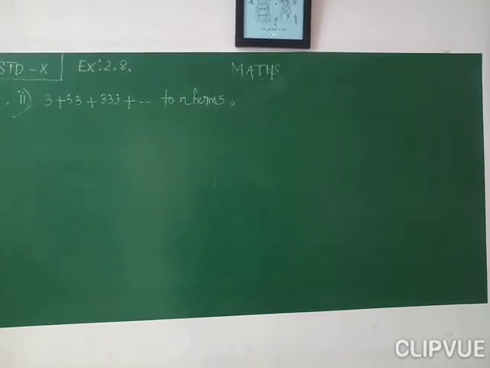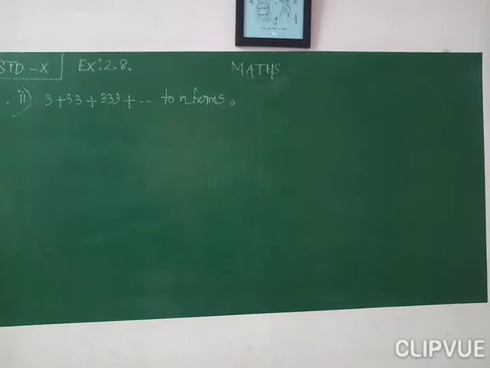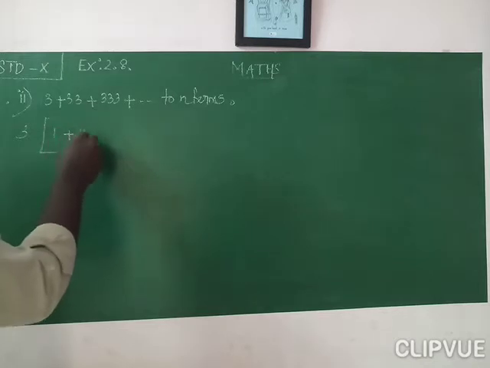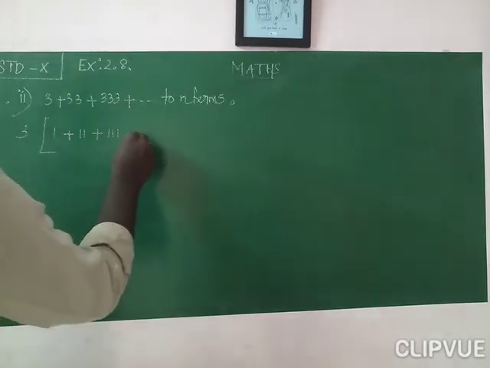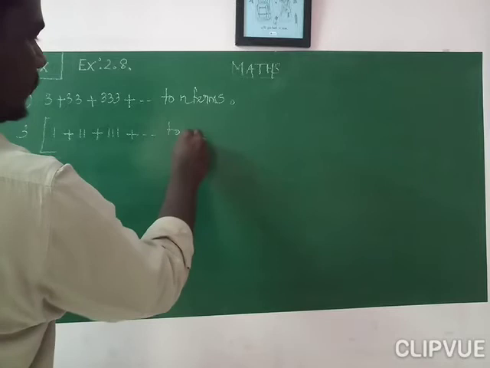So now we are going to convert it into either a geometric series or an arithmetic series. First, I am going to take the common factor 3 out. So what do we have? 1 plus 11 plus 111 and so on to n terms.